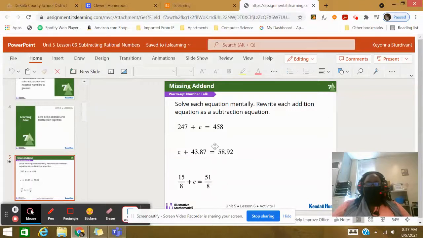So you're going to do two things. The first thing is I will go ahead and just solve these. And then the second thing is they want you to rewrite these as subtraction equations. Okay. So you're going to reshuffle some numbers around. So for example, you have 247 plus C is equal to 458. You need to rewrite this as a subtraction equation by moving these three values around.